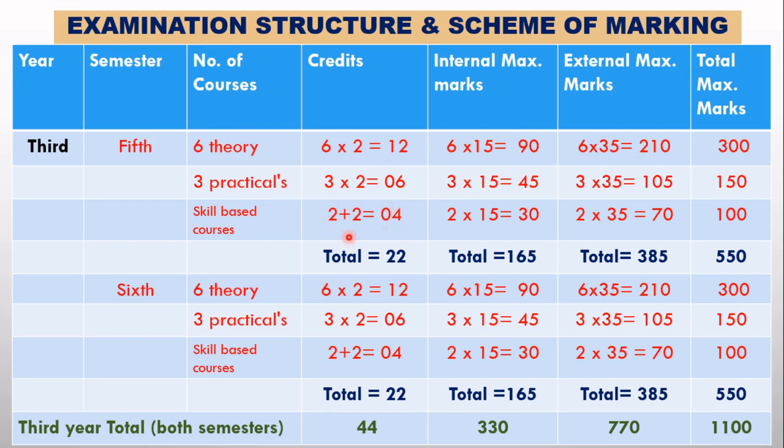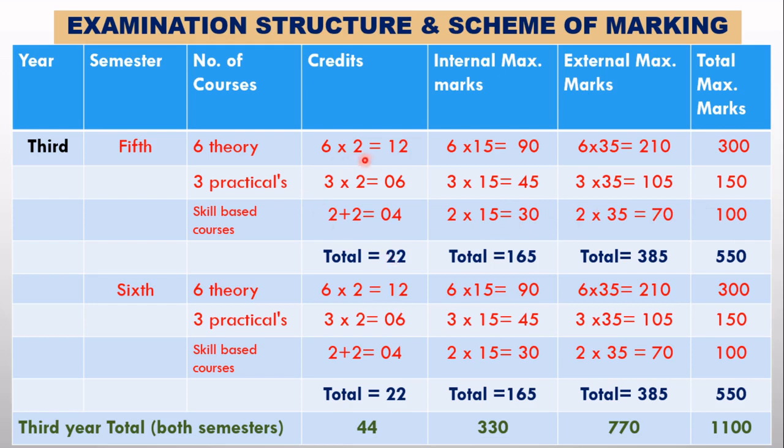As we have seen already, in TYBSc there will be skill based courses, 2 skill based courses for each semester. Each skill based course contains 2 credits, so 2 plus 2 becomes 4. These 2 subjects have internal marks 15 and 15, so it becomes 30, and external marks 35 and 35 become 70, so 70 plus 30 becomes 100.